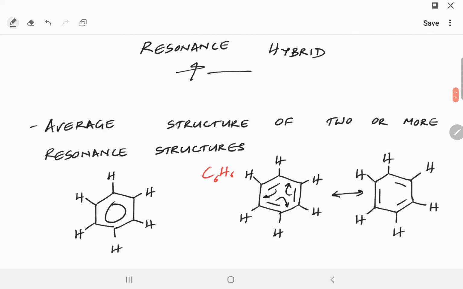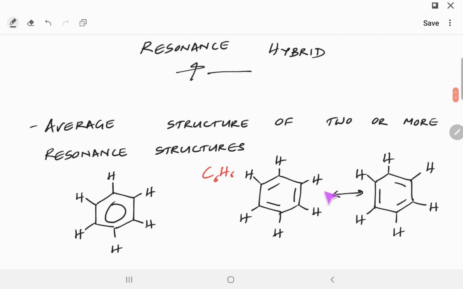So in one structure, the double bonds are between, let's say, these two carbons, but in the next one it is moving to the other two carbons. So still each carbon has a double bond, but in these two structures, as you can see, the location of the double bond is different. So you can say that both these structures represent benzene, or this particular molecule C6H6. So rather than writing both these structures, you can average these structures.